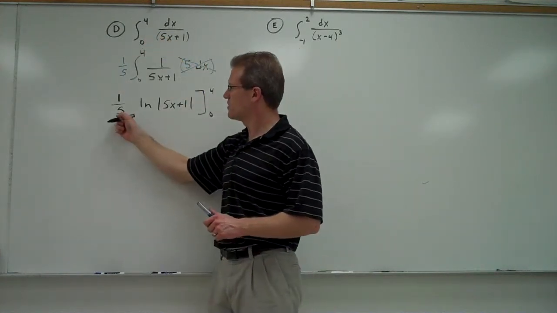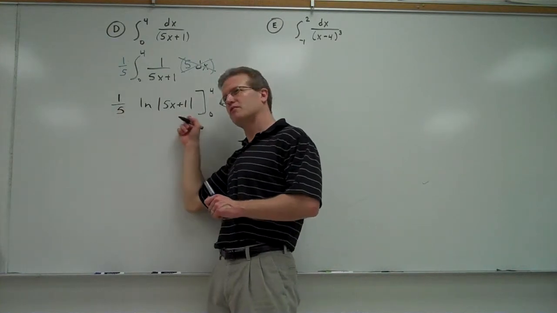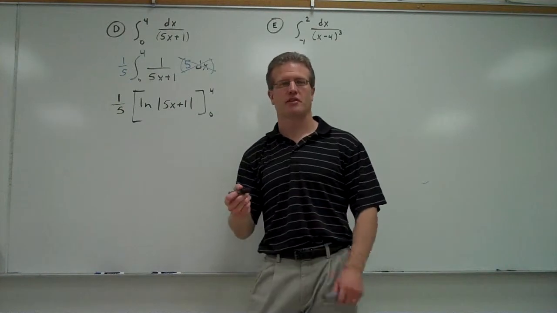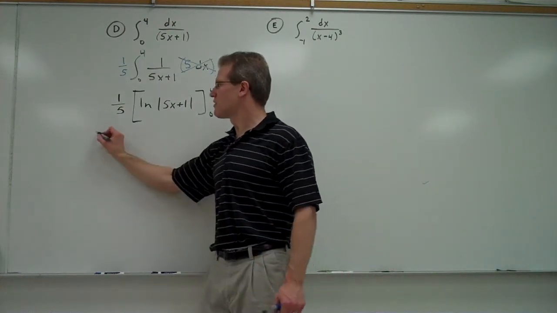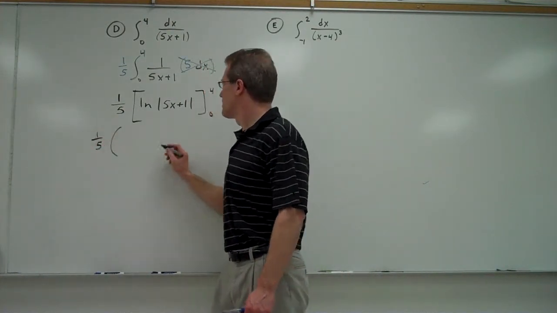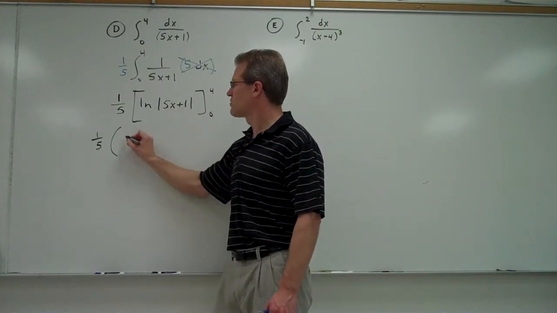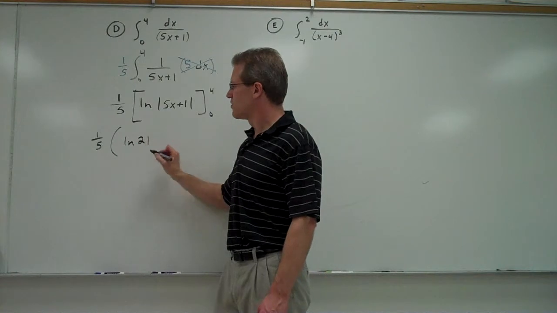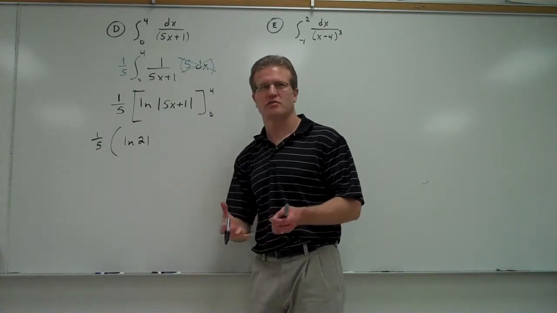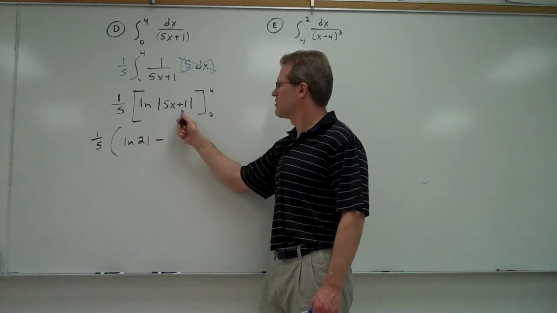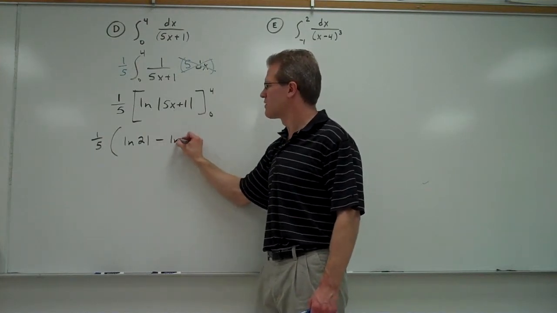Now this 1/5, you can either multiply everything, you can leave the 1/5 in the expression, or you can leave it outside the expression and multiply by 1/5 at the end, which is what I'm going to do. So you're going to have 1/5, plug in 4, so 5 times 4 would be 20 plus 1. So you're going to have the natural log of 21. You don't really need absolute values because 21 is positive. If you put the absolute values on there, that would be okay. But plug in 0 would be the natural log of 1.